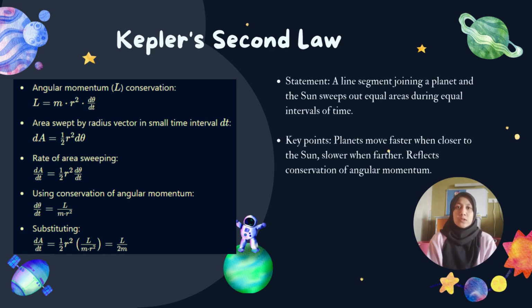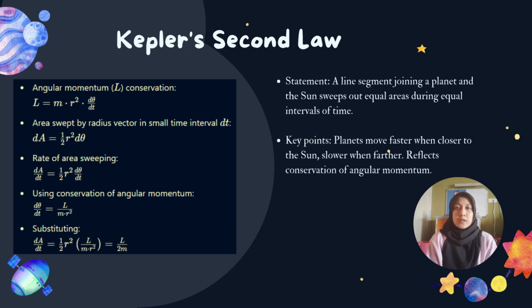Area swept is dA equals 1/2 r squared dθ. Rate of area sweeping, dA/dt, equals 1/2 r squared dθ/dt. So, using angular momentum, dA/dt equals L over 2m, substitute and simplify, so we get dA/dt equals L/2m.